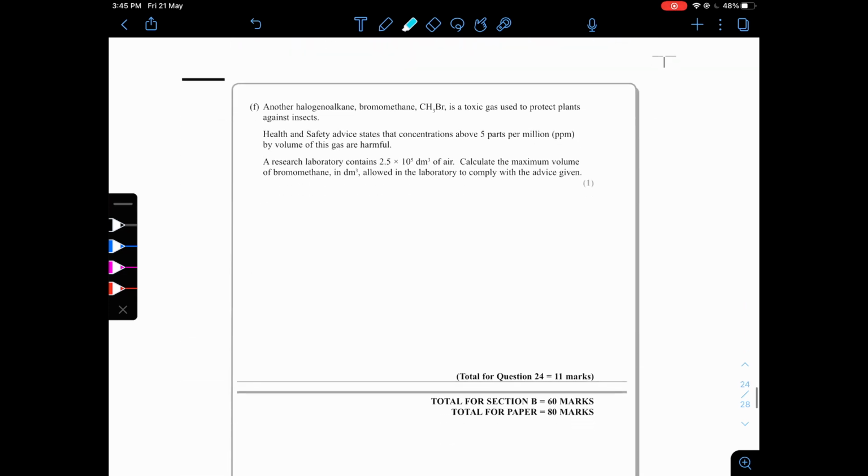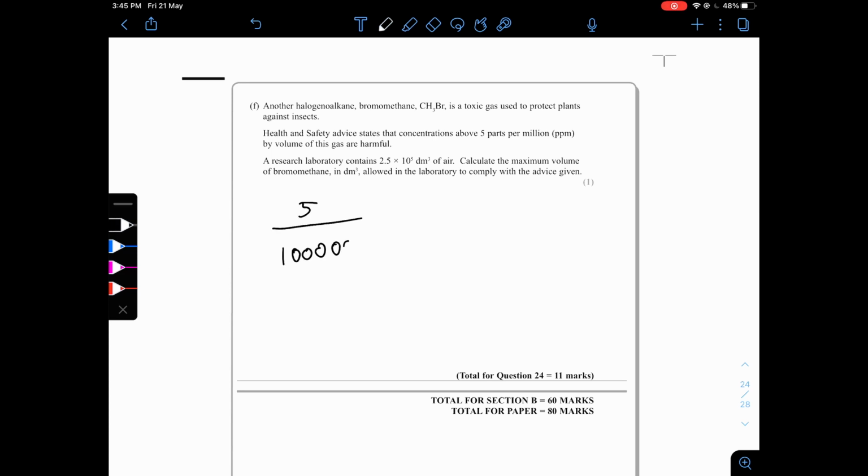Okay, the last question. Another halogenoalkane, bromomethane, is a toxic gas used to protect plants against insects. Health and safety advice states that concentrations above 5 parts per million, so that is 5 over 1 million, are unsafe. A research laboratory contains 2.5 times 10 to the power of 5 dm cubed of air. Calculate the maximum volume of bromomethane allowed.